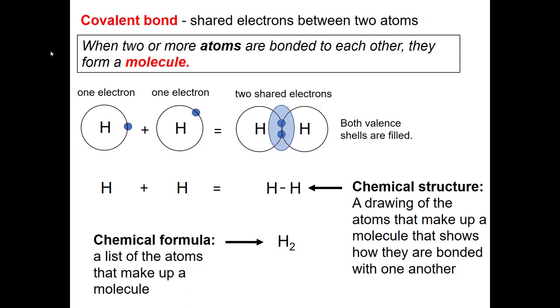This is just a list of atoms that make up a molecule without any representation showing exactly where those covalent bonds are. We're just listing out all the things that went into that molecule.